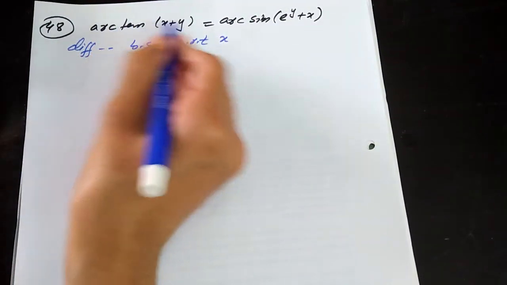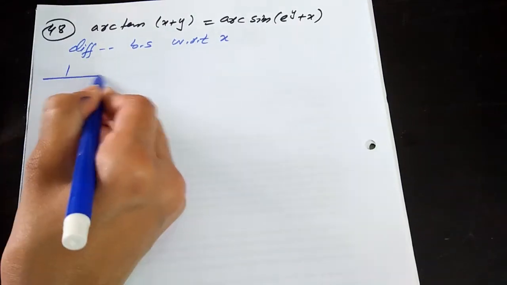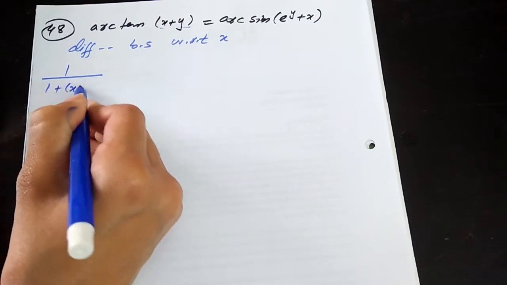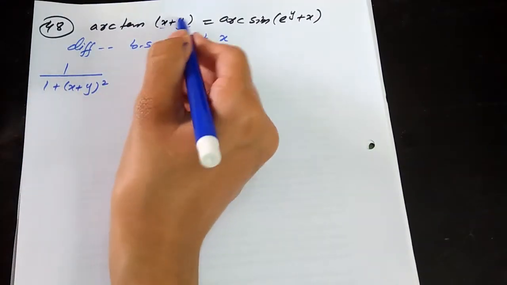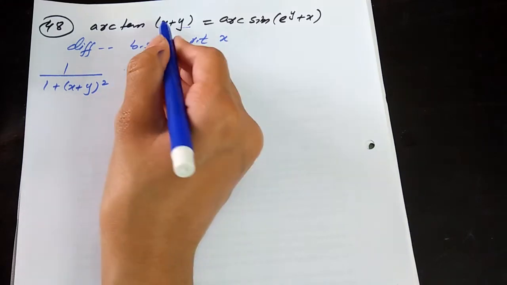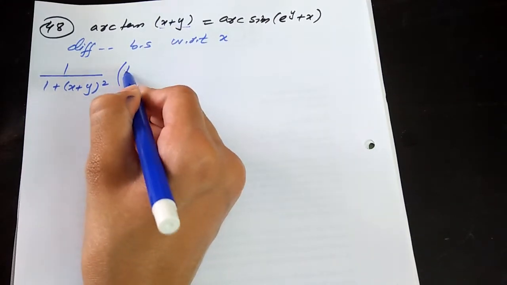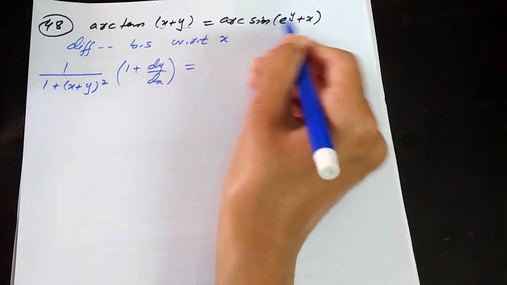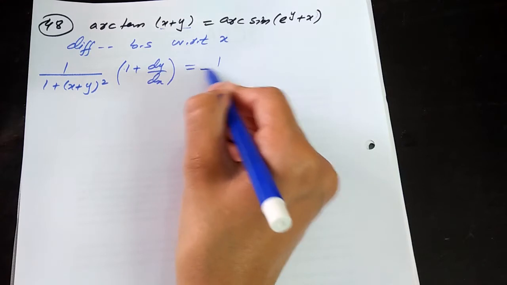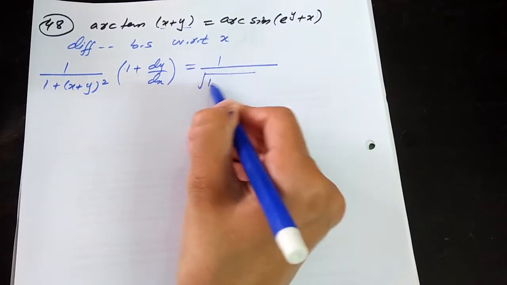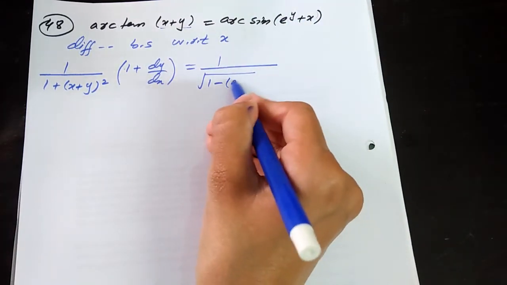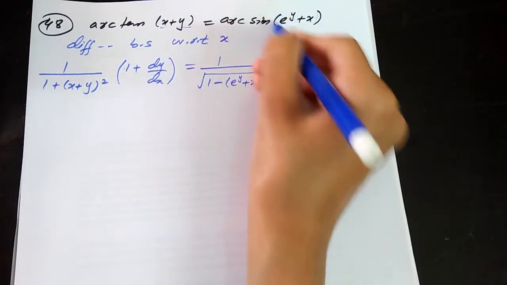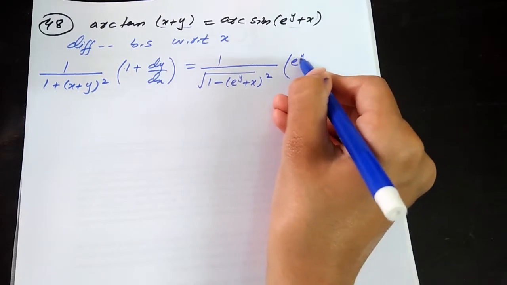we'll get here, this is tangent inverse of this function. So it is 1 over 1 plus x square, and x here is x plus y. So 1 plus x plus y whole square, and the derivative of this function will give us 1 plus dy by dx equals derivative of sine inverse of this function. That will be 1 over under root 1 minus angle square, and angle here is e raised to power y plus x whole square, and the derivative of this angle, that will be e raised to power y dy by dx plus 1.